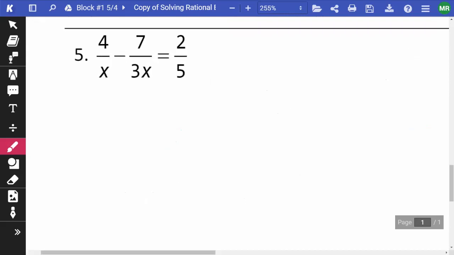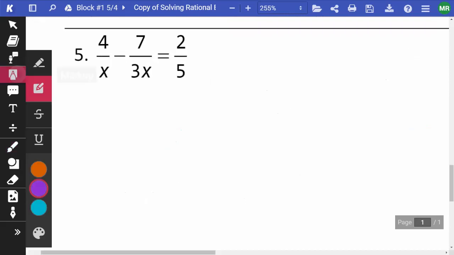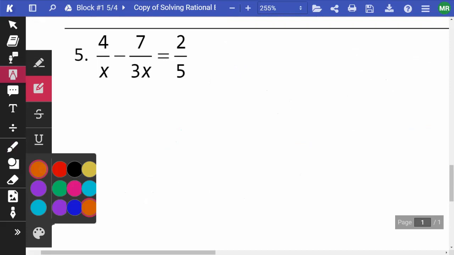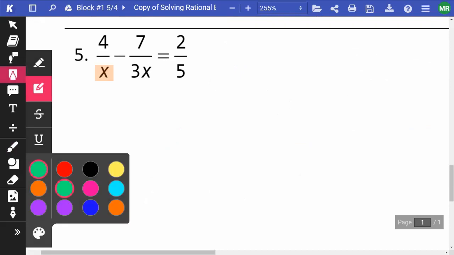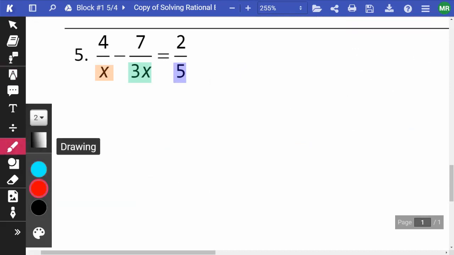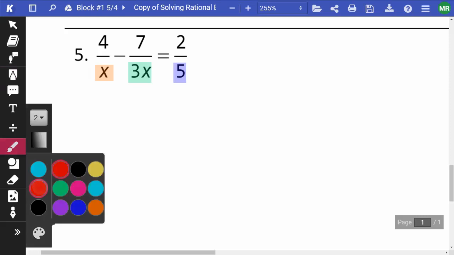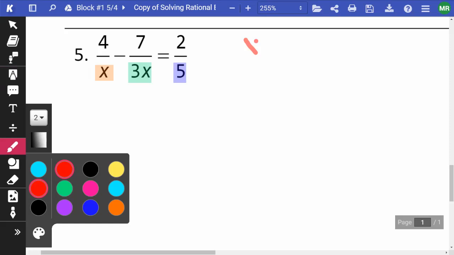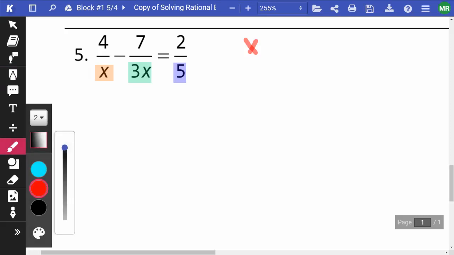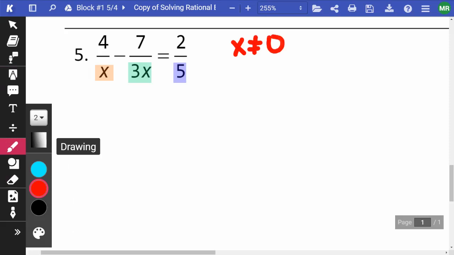Okay, so on number 5, I need to get rid of an x, a 3x, and a 5. I need to get rid of all of those. So I want something that's going to get rid of an x, a 3x, and a 5. And that's going to be 15x. Now, in terms of restrictions, x cannot be 0. Okay, that's my restriction.